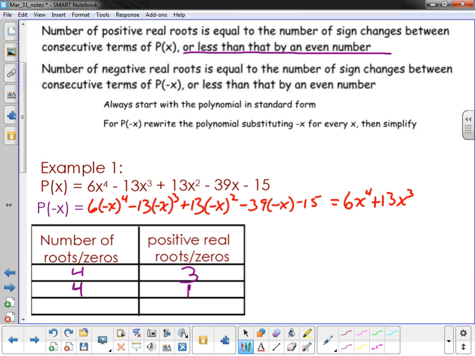And now negative x squared would be positive. And there was a positive in front of the 13, so it would stay positive. Then I have the minus 39 times the negative x, 2 negatives. So that would become a positive. And then I have the minus 15.